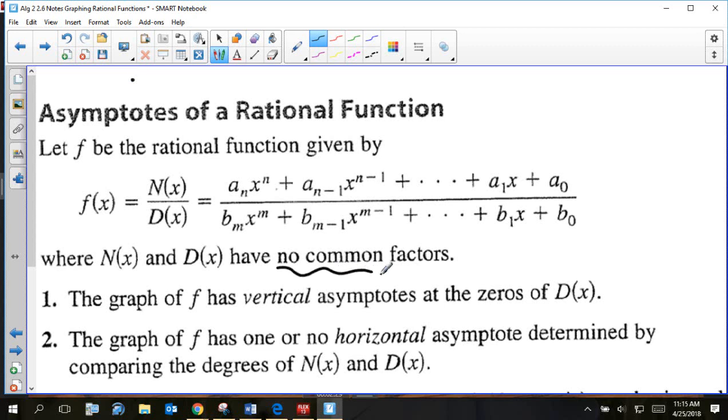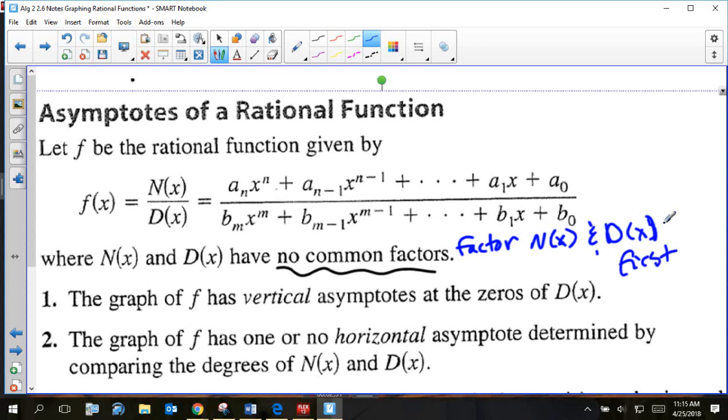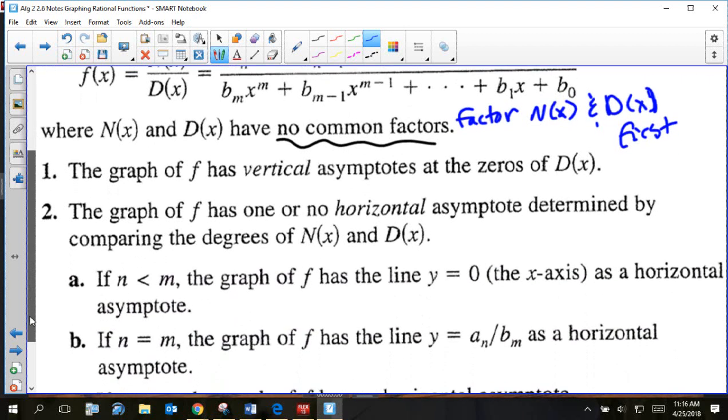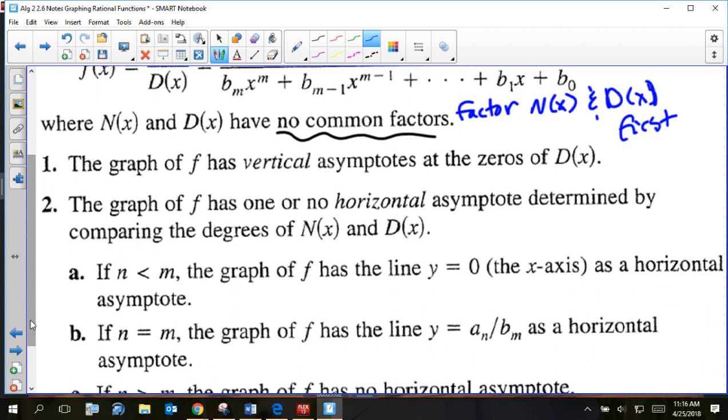One thing you notice is that there are no common factors. So our first step is always going to be to factor, to make sure there are no common factors. That's always going to be our first step: factor the n of x, the numerator, and the d of x, the denominator, and check to see if there are any common factors. Then we're going to be answering a bunch of different questions. One thing we're going to be talking about is asymptotes. The graph of f has vertical asymptotes at the zeros of d of x.